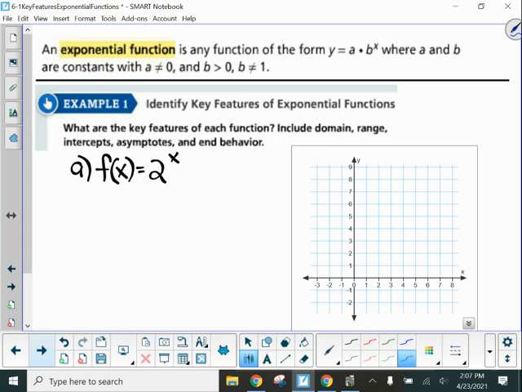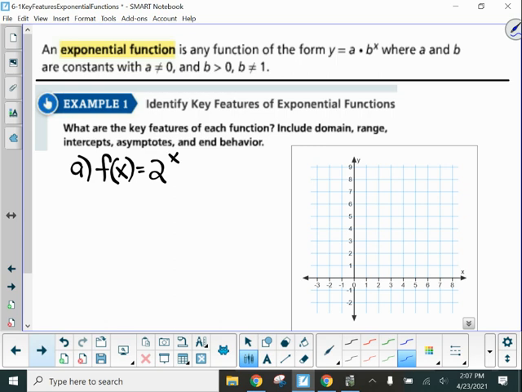So first, you need to know what an exponential function is. An exponential function is any function of the form y equals a times b to the x power, where a and b are constants. A can't be 0, and b has to be positive, and it cannot be 1. If b was 1, 1 to any power is 1, so that is actually going to be a linear function. That is not an exponential function.